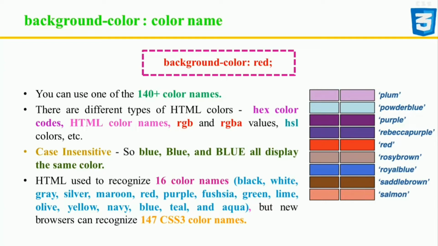CSS level 2 added the orange keyword. CSS level 3 colors are called extended color keywords as they adopt most of the colors from the X11 color list or SVG colors. Now the new browsers can recognize up to 147 CSS3 color names. CSS colors level 4 added the rebeccapurple keyword to honor the web pioneer Eric Meyer.